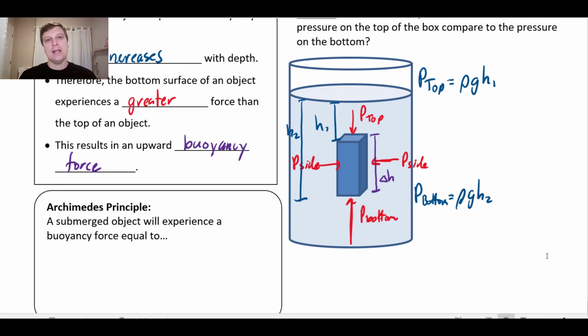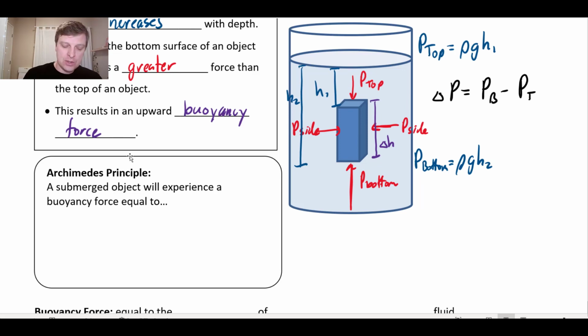Okay, and so what we recognize is the pressure pushing up on the bottom of the object is definitely going to be greater than the pressure on the top. You might think about the difference in the pressure as the pressure on the bottom minus the pressure on the top, and that overall pressure is going to be pushing in the upwards direction. So we can relate this to forces because we know that pressure is equal to force divided by area, which means that force is going to be pressure times area.